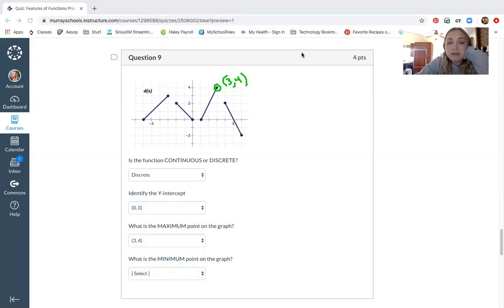Minimum. Minimum is going to be the lowest point possible on the entire graph. That would be all the way down here. This is the lowest spot on the entire graph. That ordered pair would be to the right 6, down 2. Let's make sure that (6, -2) is an option. (6, -2). Perfect. Question number 9, answered.